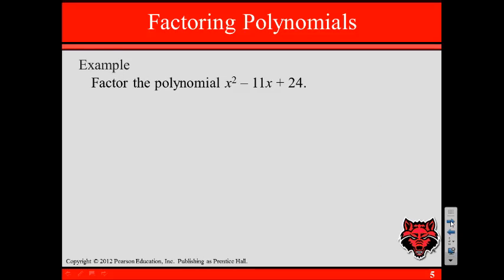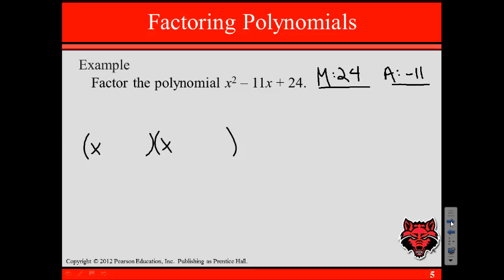Let's try another example. Again, because our leading term is x squared, and the only way we can break down x squared is x times x, those will be the first two terms in our binomials. Now we go back up to the problem, and we see that we want two numbers that will multiply to give us 24, but that will add to give us negative 11.